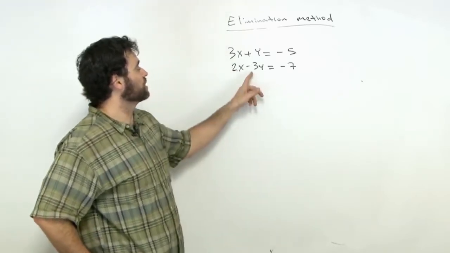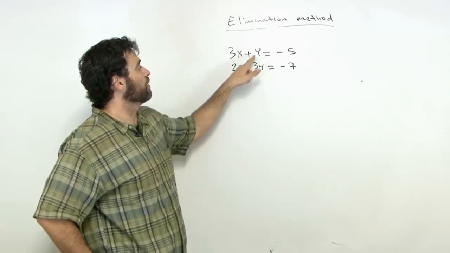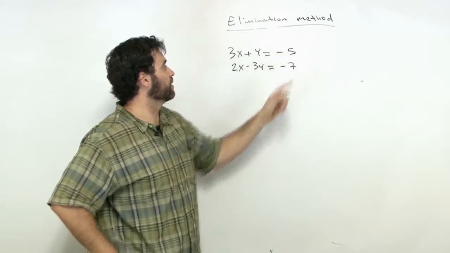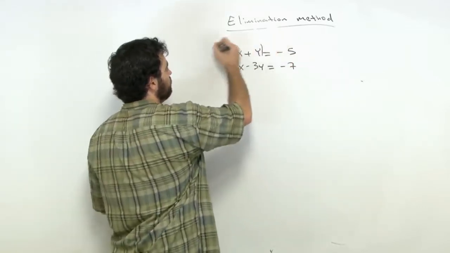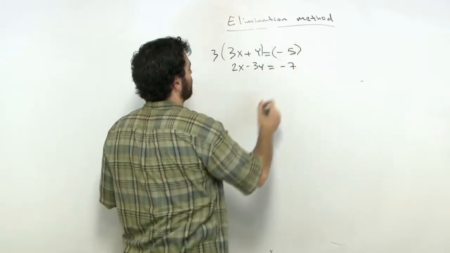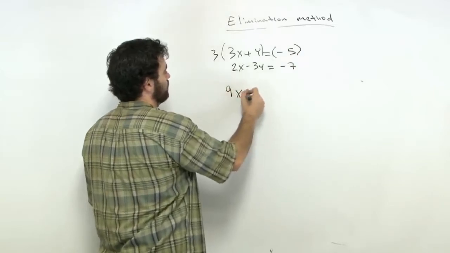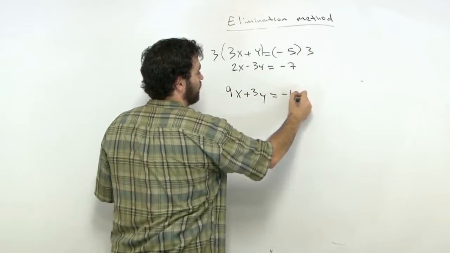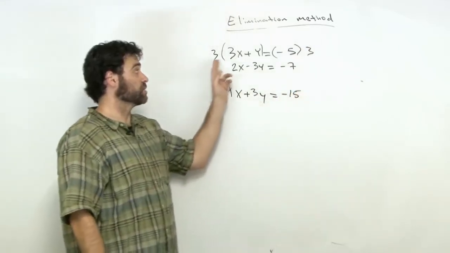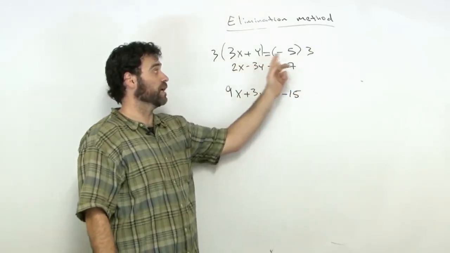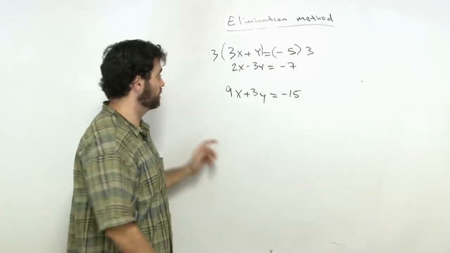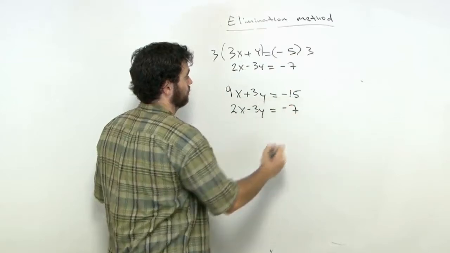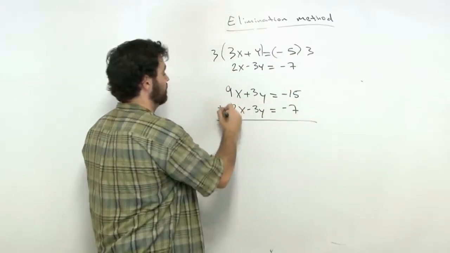And I'm going to pick, since I have a negative 3y down here, and I have a positive y up here, I could do something, and it's perfectly legal to multiply the top by 3. So we get 9x plus 3y equals negative 15, and it's perfectly legal because if I multiply on the left by 3, I got to multiply on the right by 3. So there it is, and now we're going to write this at the bottom. And now we can add the top to the bottom.